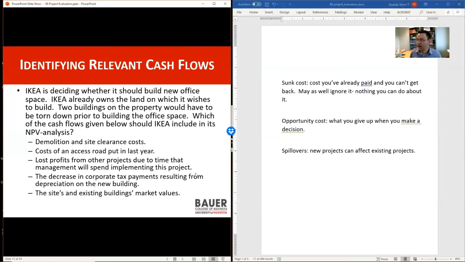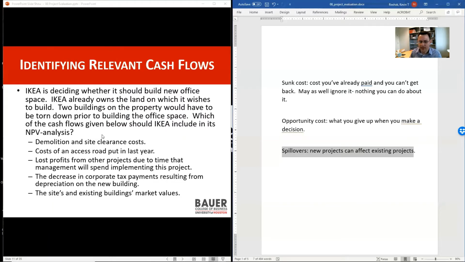Okay. I want to revisit this middle example here, the lost profits on other projects due to time that management will spend implementing this project. We said, well, that's an example of opportunity cost, but it's also an example of something else. It's also an example of spillovers. If you're taking this new project, it could be hurting existing projects. Because the CEO and the managers have to spend so much time on this new building, that could be distracting them from other stuff, and it would be affecting those things.